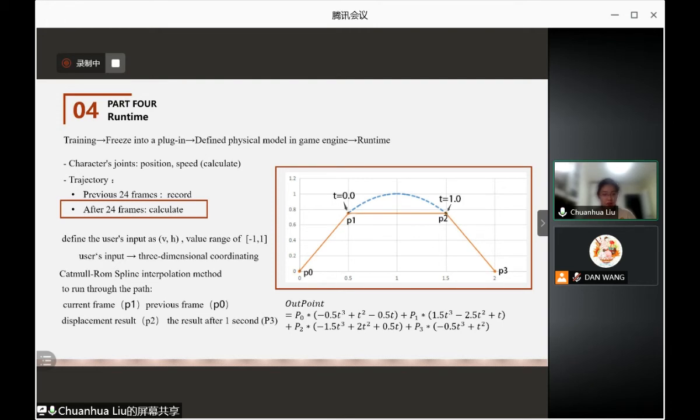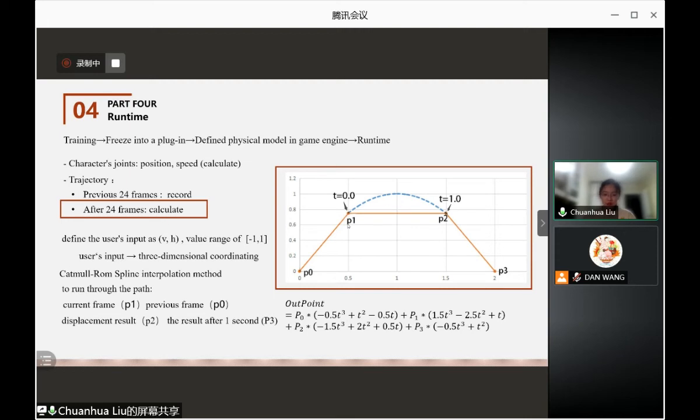We define the user's input as V and H, which means the vertical and horizontal axes, with a value range of -1 to 1. And we convert the user's input to 3-dimensional coordinates. And we use the Catmull-Rom spline interpolation method to run through the path.